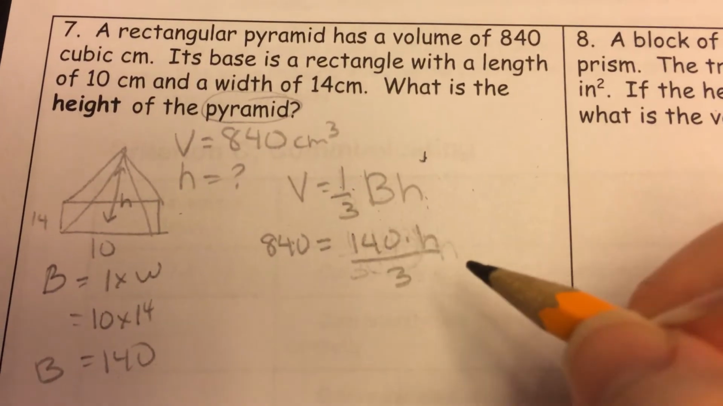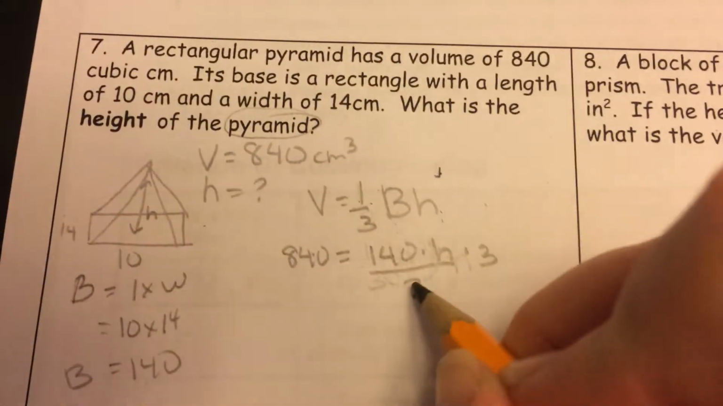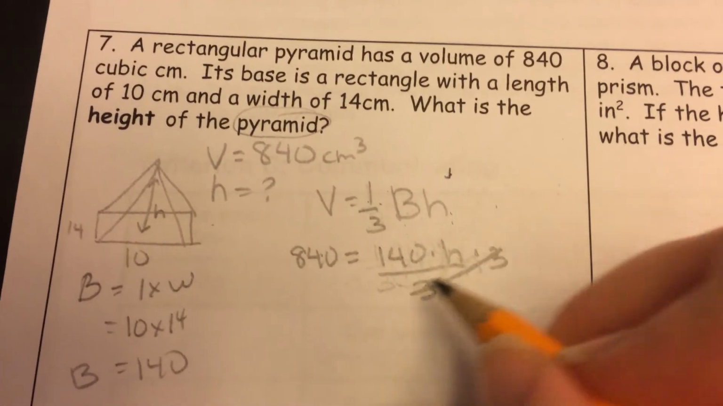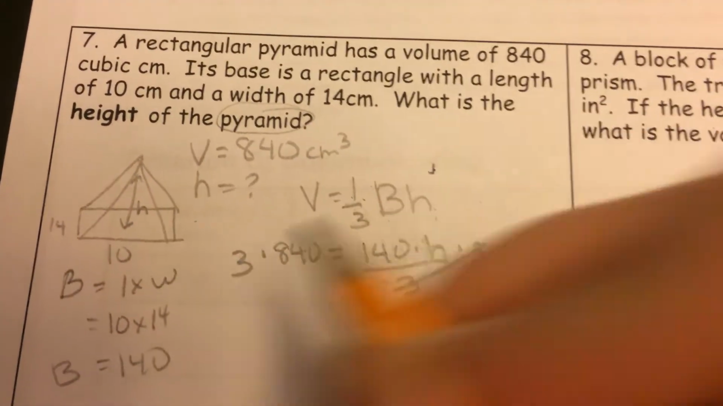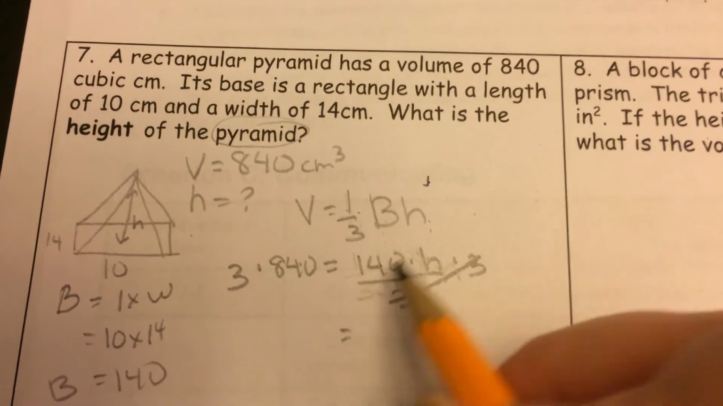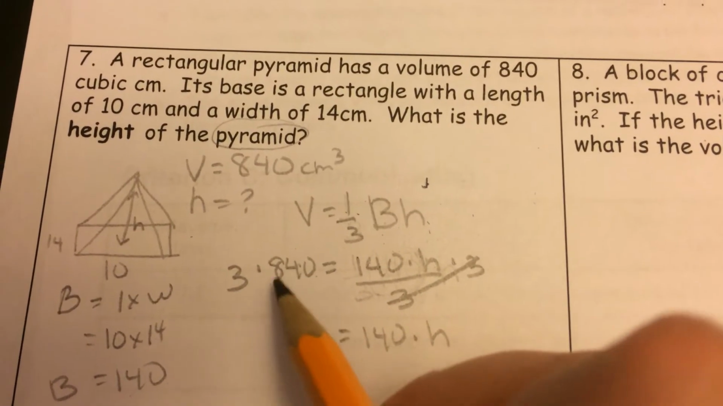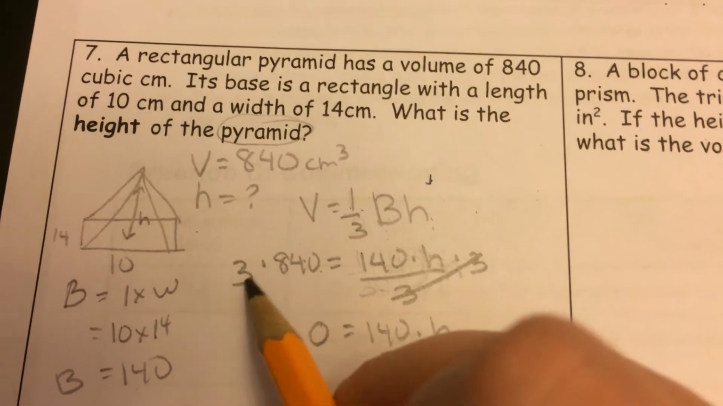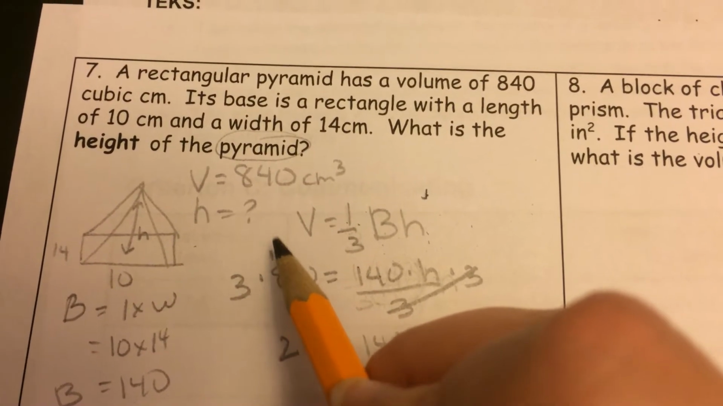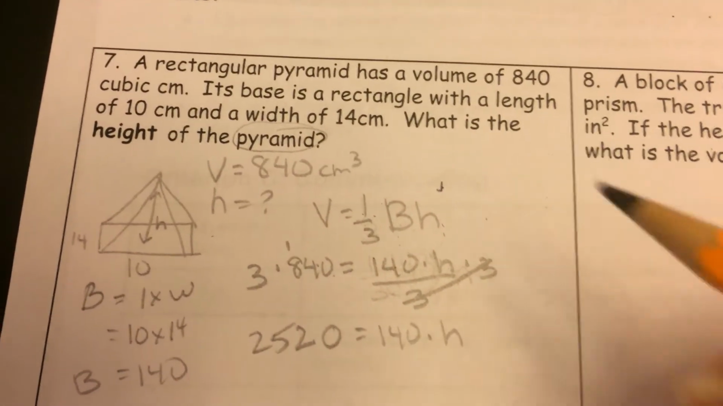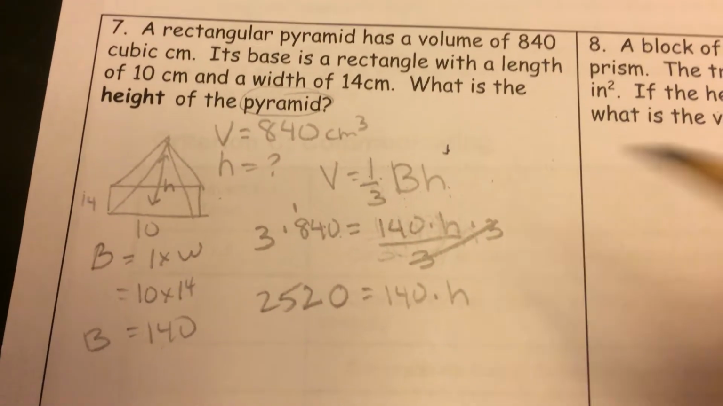Well, over here I'm dividing by 3 and I need to cancel it out. If I multiply by 3, that cancels it out. Multiply by 3, divide by 3, it cancels out. But if I multiply by 3 over here, I have to multiply by 3 over here. So now I have 140 times some number H is equal to 3 times 840. Well, 3 times 0 is 0. 3 times 4 is 12. Carry my 1. 3 times 8 is 24 plus 1 is 25. So I have 2,520 is equal to 140 times H.